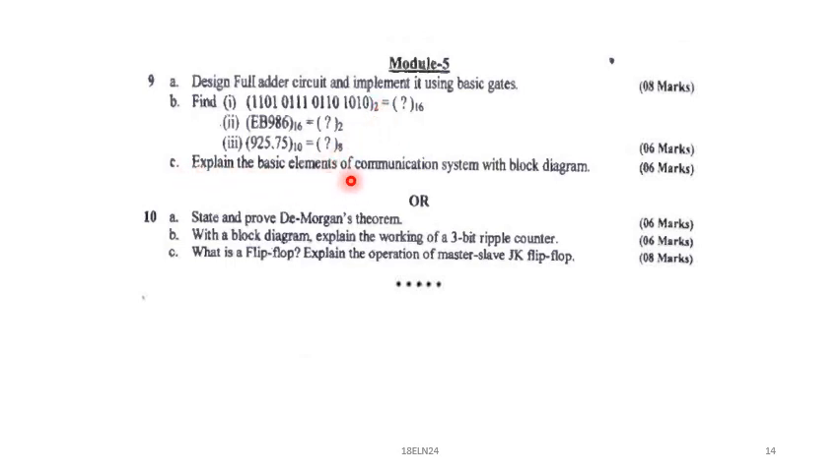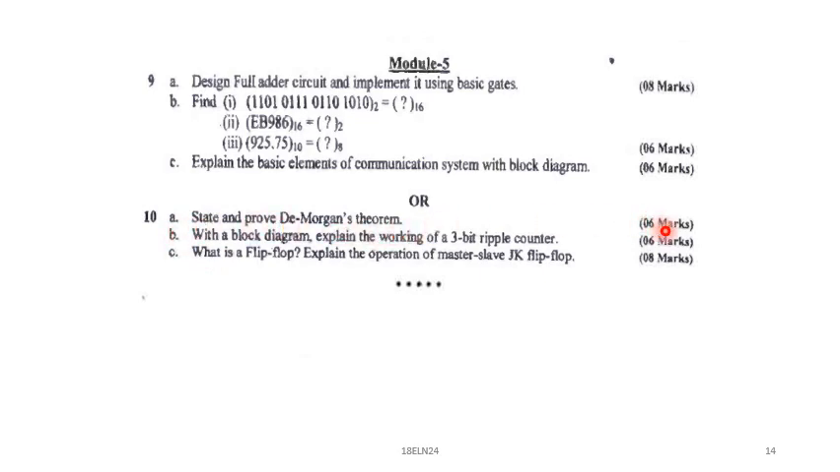9C is explain the basic elements of a communication system with the block diagram. This question is related to a communication system. You have to draw the basic block diagram, the block diagram of a communication system. 6 marks. 10A, state and prove De Morgan's theorem.